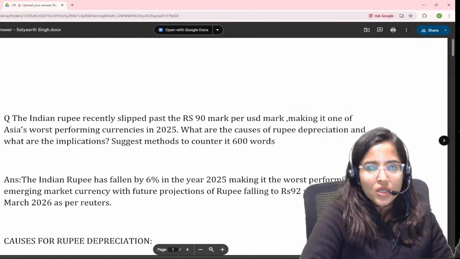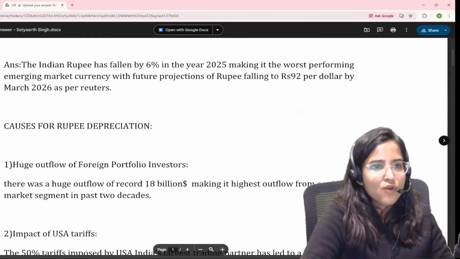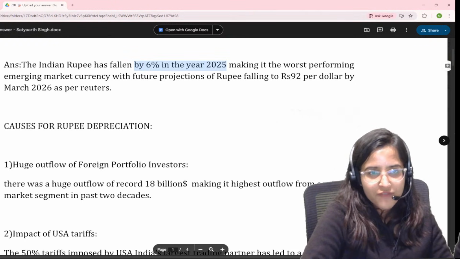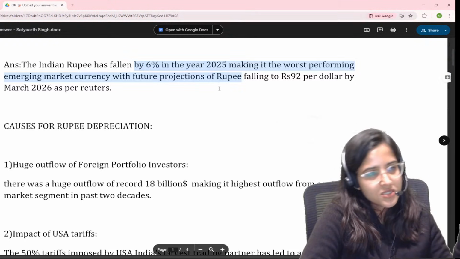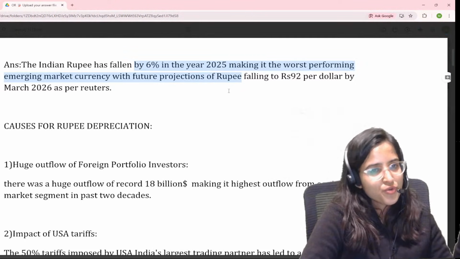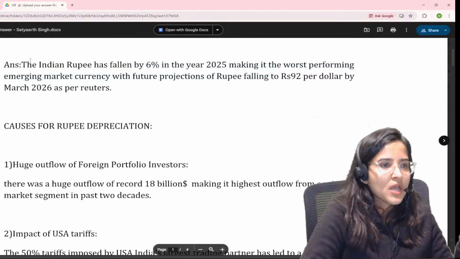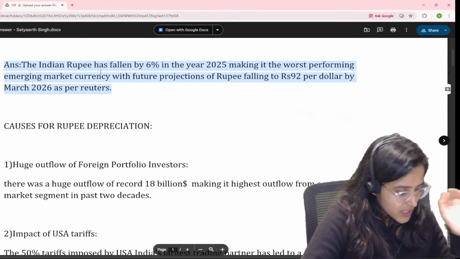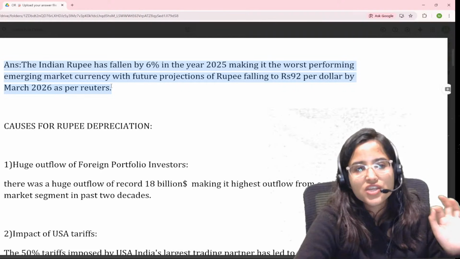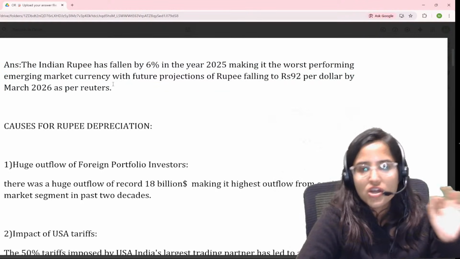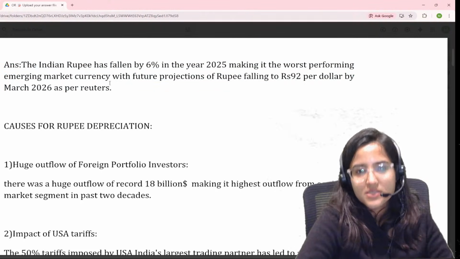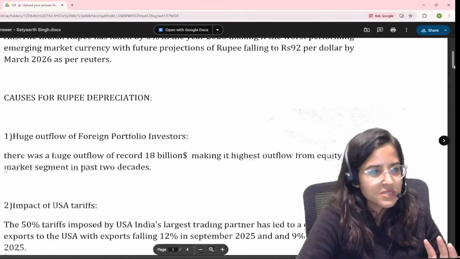Very good. Okay, so you've written that the Indian rupee has fallen by 6% in the year 2025, making it the worst performing emerging market currency, with future projections of the rupee falling further. Okay, this is fine, but Satyarth, you could have defined depreciation a little bit over here. In your introduction part, you could have written what is depreciation. Okay, this is missing here.